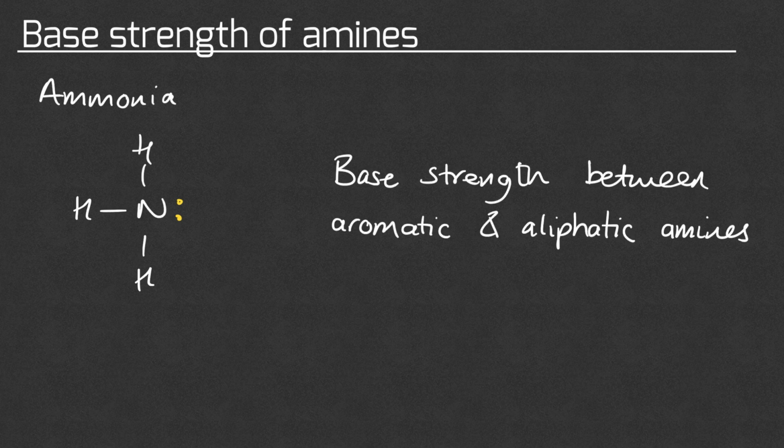The base strength of ammonia is somewhere between that of an aromatic amine and that of an aliphatic amine. That's because there are no groups to withdraw the electron density away from the nitrogen, and there are no groups to donate the electron density towards the nitrogen. There are just 3 hydrogens which don't really do anything, so it's straight in the middle between the aromatic, which has got the electron withdrawing benzene ring, and the aliphatic, which has got the electron donating alkyl group.